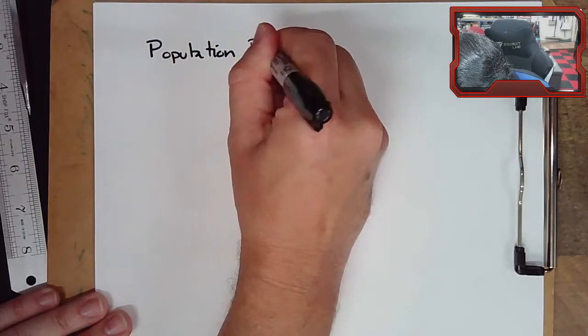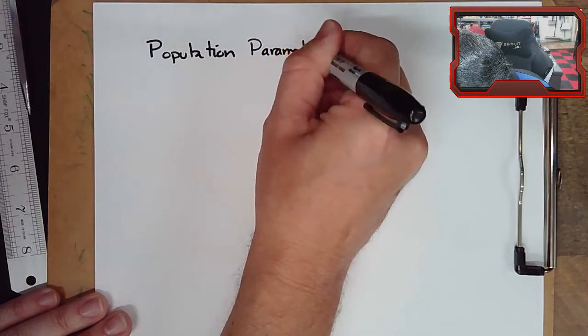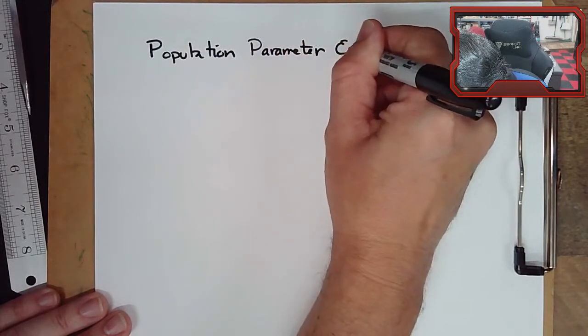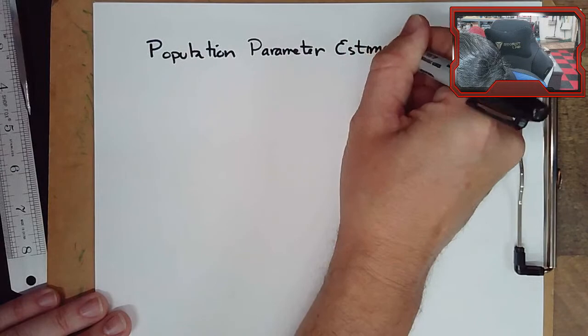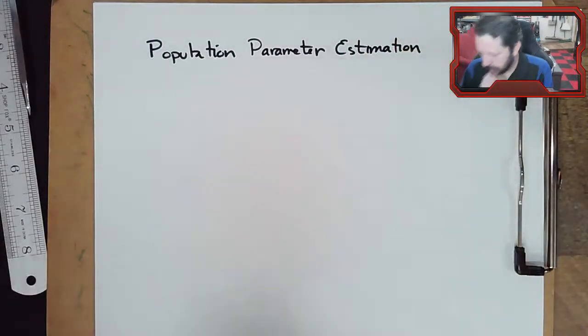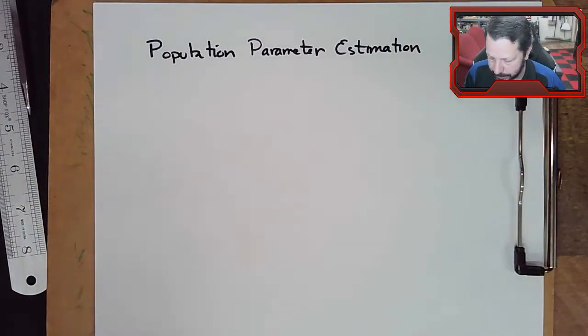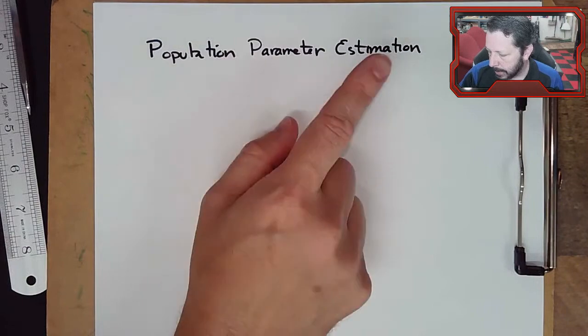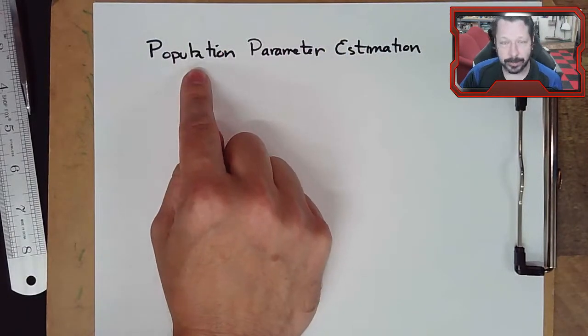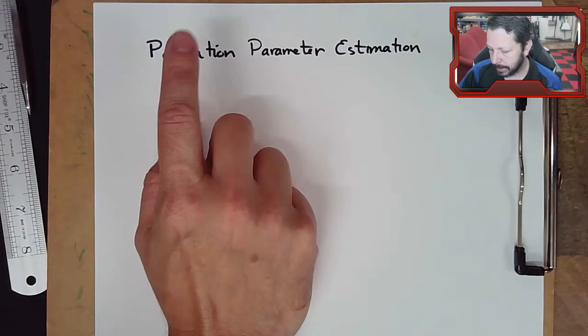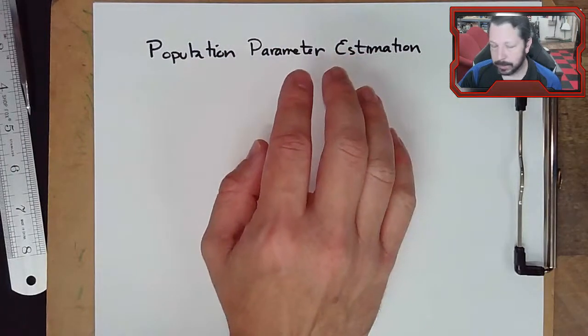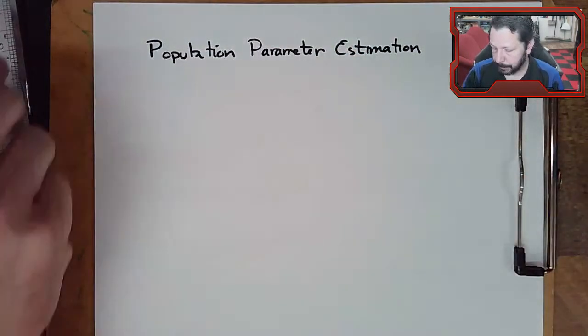Population parameter estimation. So what we're talking about here is population, meaning that we have all the data for some population, but estimation means we don't actually have the whole population. We need to estimate things about the population based on a sample that we took.